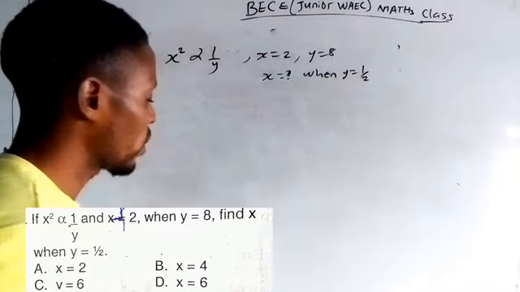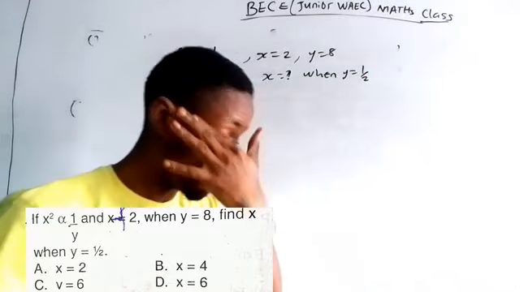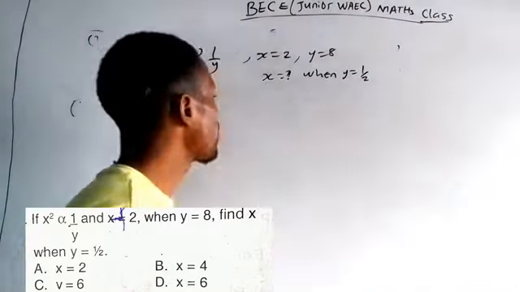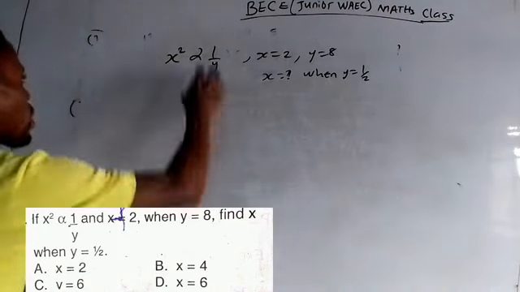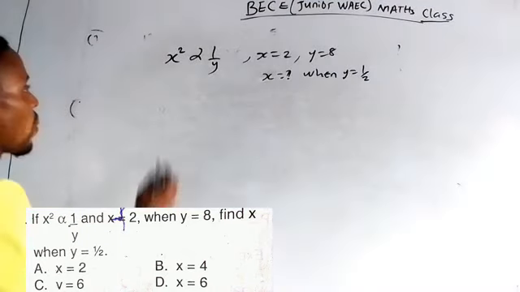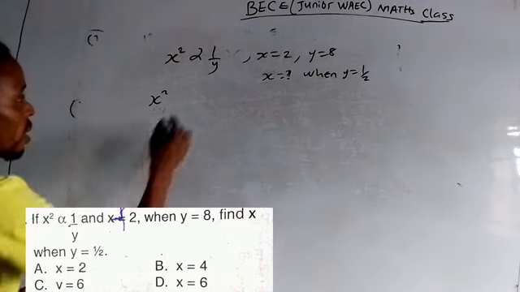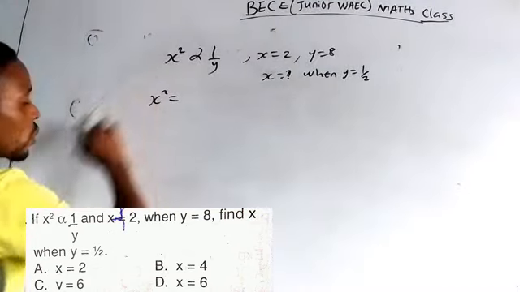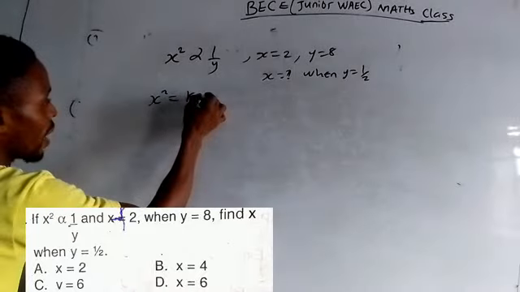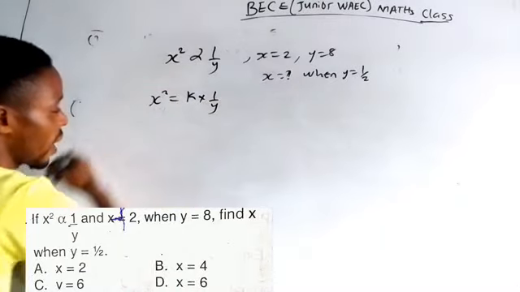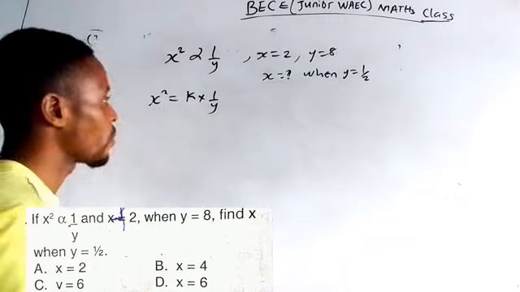To solve this question, it is under the topic of variation, right? So you can still remember. In this case, let's write this in mathematical form. We have s squared. This is changed to a constant, that will be equal to k multiplied by 1 over y, as our constant value.